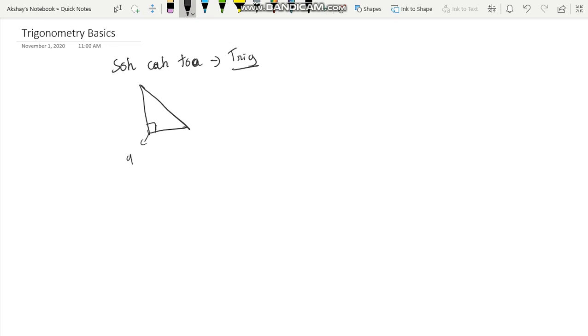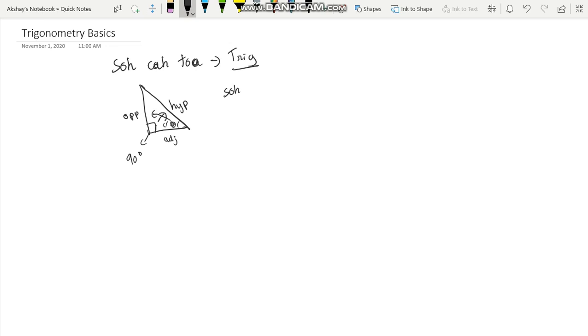Our right triangle, of course, is a triangle that has an angle that is 90 degrees. Our side opposite to our box or 90-degree angle is our hypotenuse. And say this is theta right here. Our side adjacent to our theta is our adjacent. And our side opposite to our theta is our opposite, just as the name suggests, opposite.